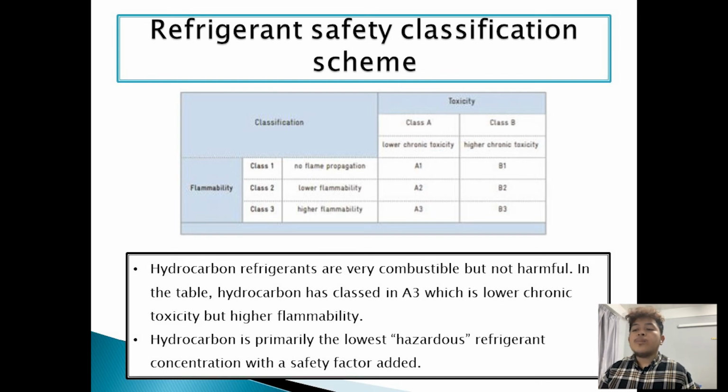Okay, hydrocarbon refrigerants are very combustible but not harmful. In the table, hydrocarbon is in class A3, which is lower chronic toxicity but higher flammability. Hydrocarbon is primarily the lowest hazardous refrigerant concentration with a safety factor added.